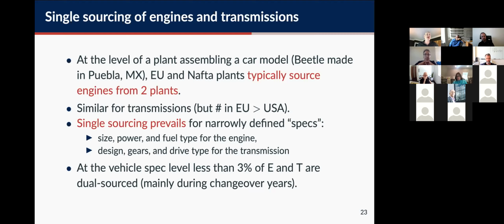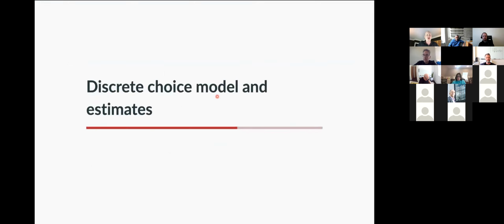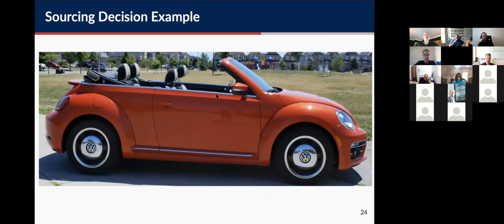And the only amount that isn't single sourcing are transition years where the assembler is transitioning from one source for its engine to another source of its engine. And so this is why we feel comfortable with our discrete choice framework, that you choose one location for your engines, you choose one location for your transmission, conditional on this very important distinction of, you can buy your gas engines from one plant and your diesel engines from another plant. And in fact, for the Beetle, which is this example right here, this is exactly what we see happen.